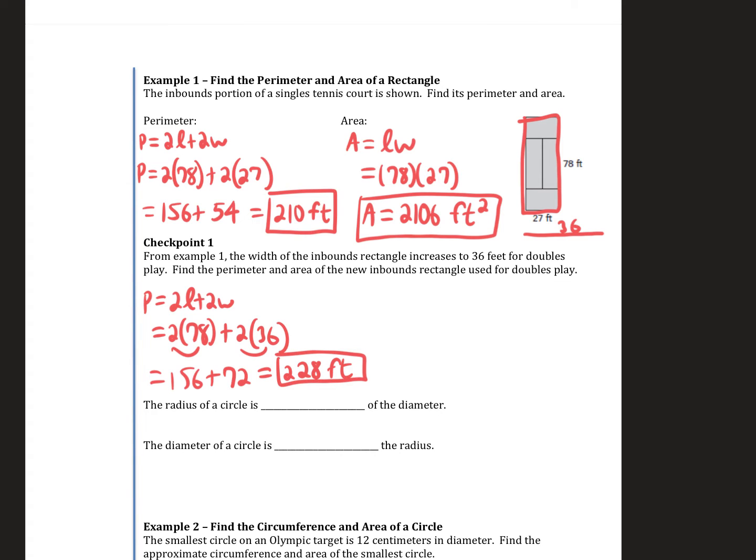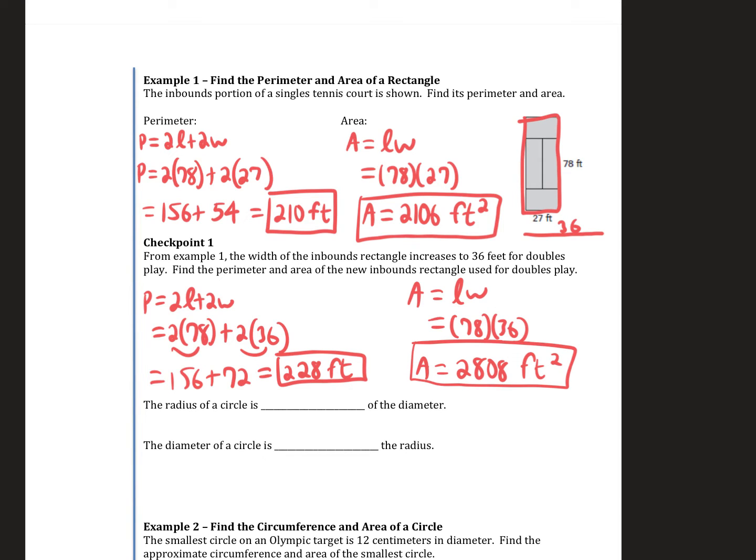All right, and the area was length times width, which is 78 times 36. Area equals 2,808 feet squared. All right, so it's just basically plugging into the formula.